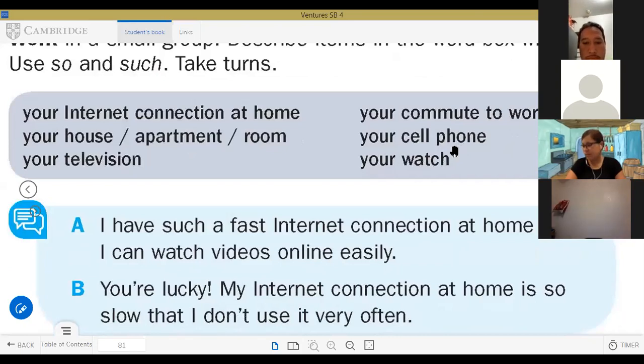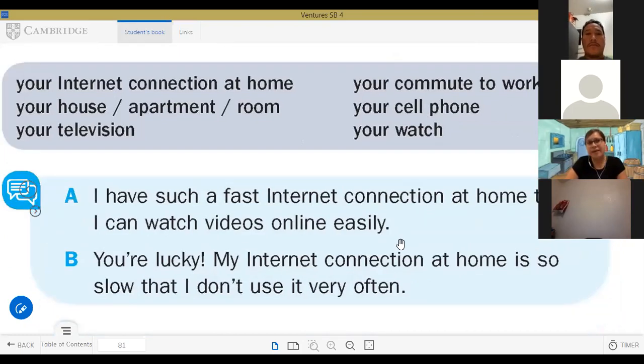All right, Edith, can you describe your cell phone? My cell phone is so smart. So smart. Or I have such a smart cell phone. I have such a smart cell phone. Very good. Okay, excellent.